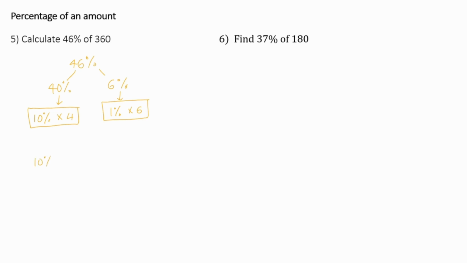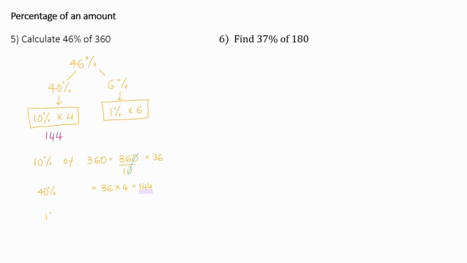So let's first start by finding 10% of 360, which means we have to do 360 divided by 10. Our zeros cancel out, and that gives us 36. So to get 40% of 360, we are going to do 36 multiplied by 4, and that gives us 144. So we can write that down there.